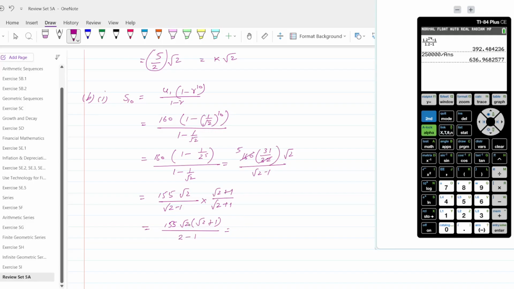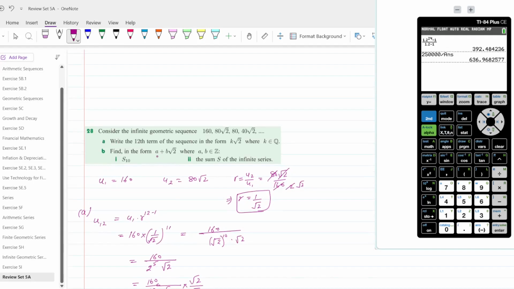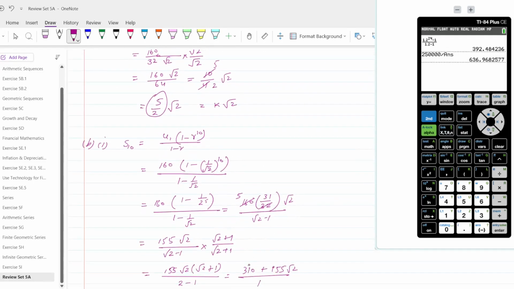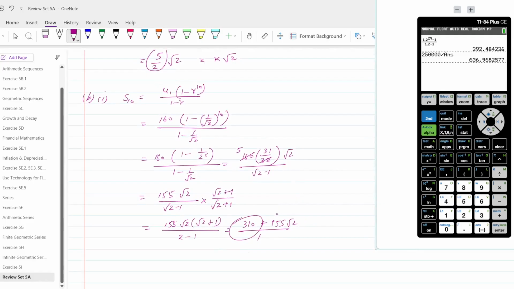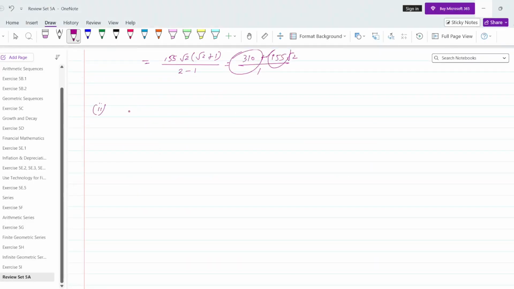So this becomes 155 times 2, that is 310, plus 155 root 2, and in the denominator we have 1. This is exactly the form the question is asking to write. The value of A is 310 and the value of B is 155. Now we need to find the sum of the infinite series. So the sum of the infinite series S is going to be U1 divided by 1 minus R.